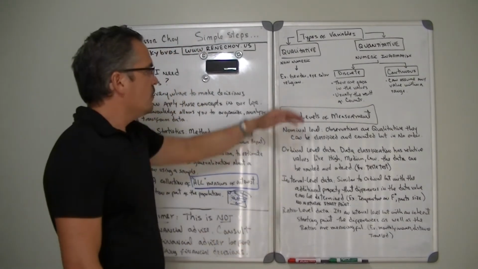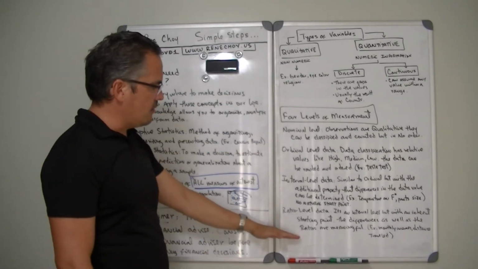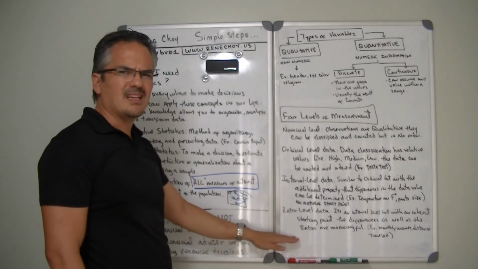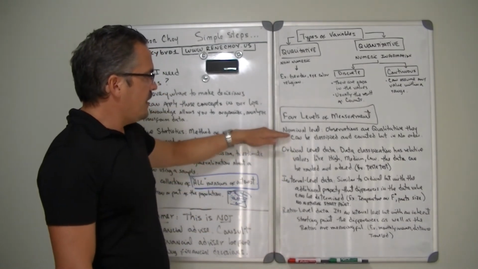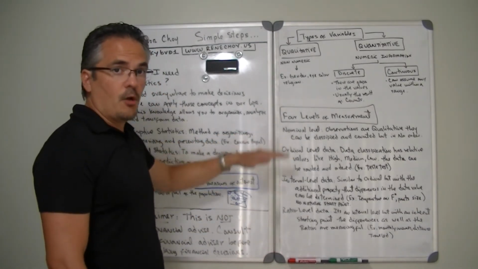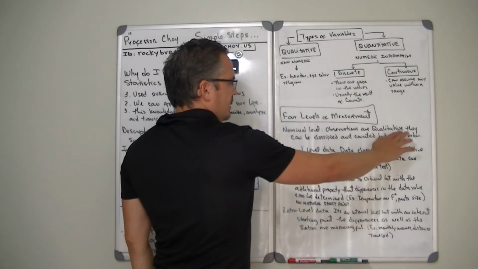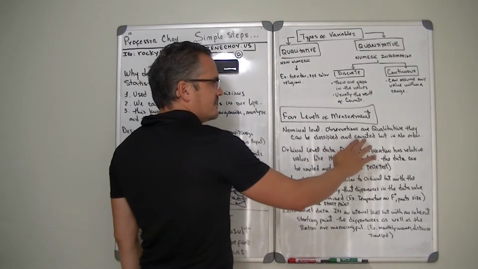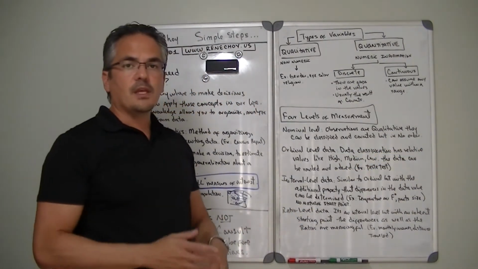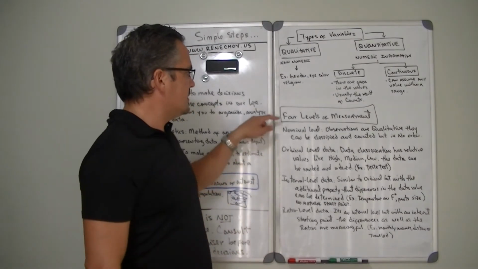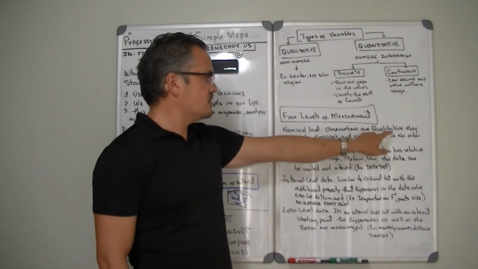Alright, now we have 4 levels of measurement of data. And the higher the level of measurement, the more things you can basically do to it. So nominal level data are observations that are qualitative in nature. They can usually be classified and counted, but the order doesn't matter. So in other words, this is a level of measurement of data where we can see it's an observation, but it's qualitative.